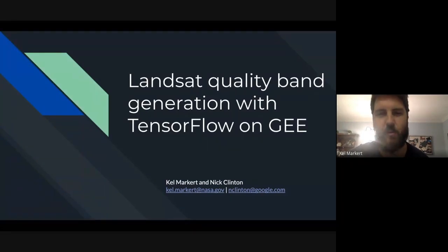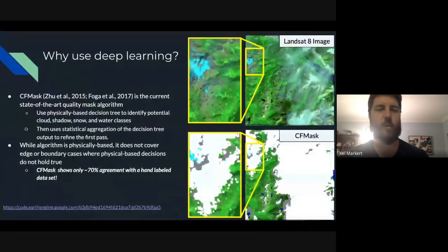Okay, so to get started, why are we using deep learning for generating a quality band mask? Well, when you look at current research, cloud masking is a really important step in remote sensing, because clouds obviously affect the radiometric values that you're receiving from the Earth's surface to the sensor.